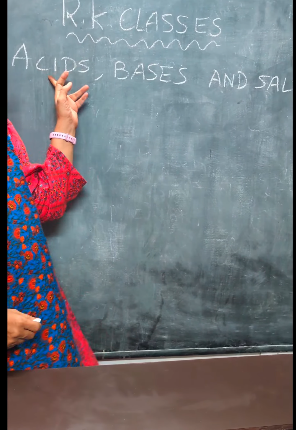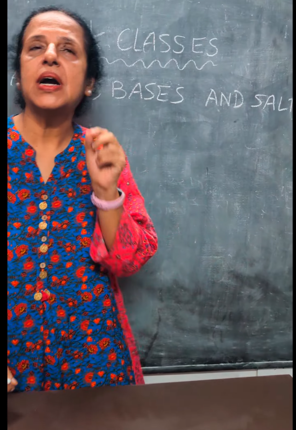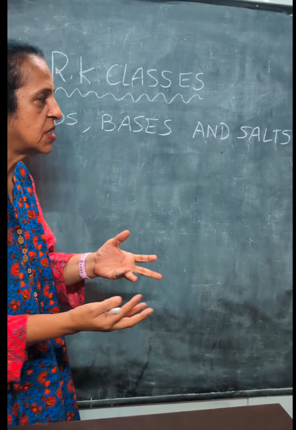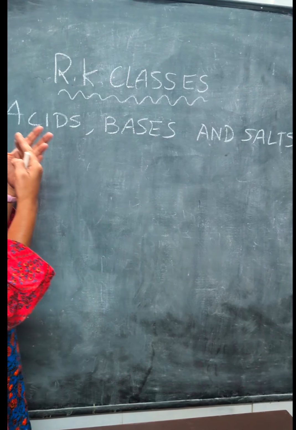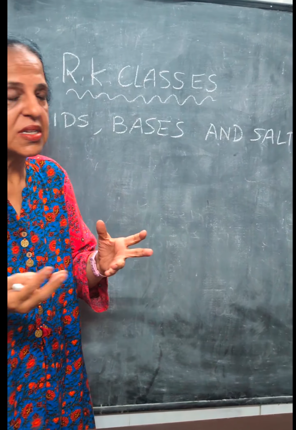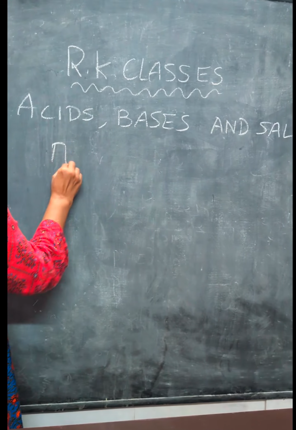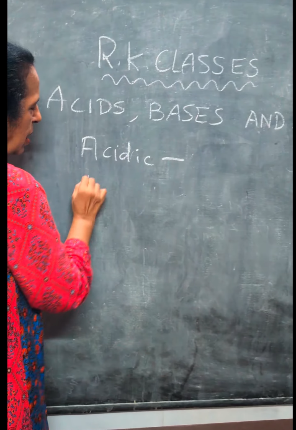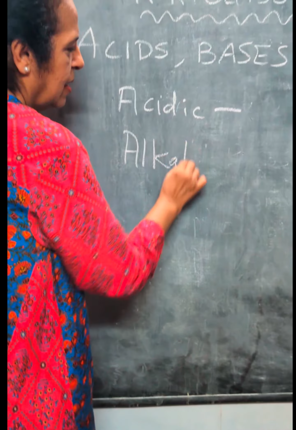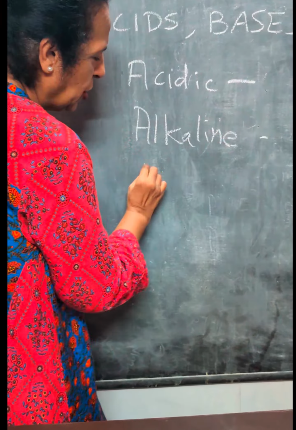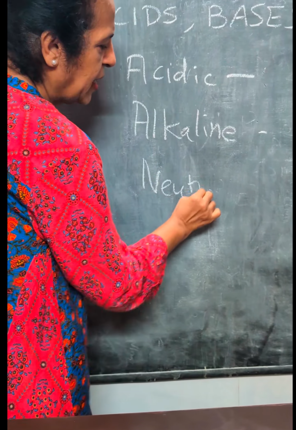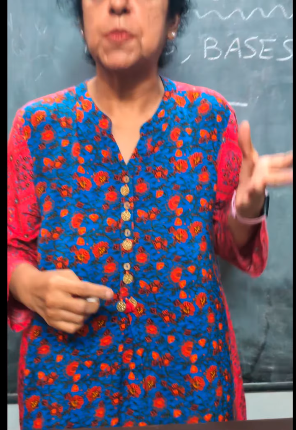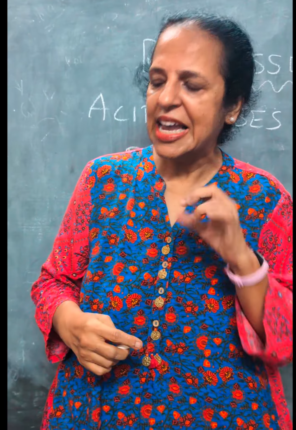Students, under this chapter, acids, bases and salts, we are going to conduct small experiments today to find out whether our given substance is acid, alkali or a neutral substance. So we need to know whether the given substance is acidic, alkaline or neutral. To find out all these three things, we need to carry out some simple experiments. So let's start with the experiment.